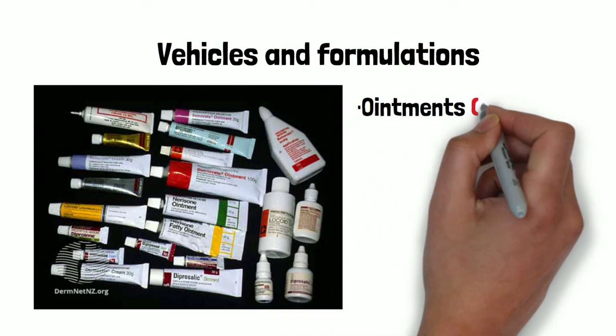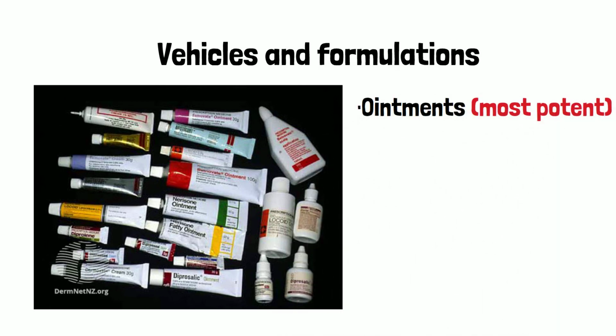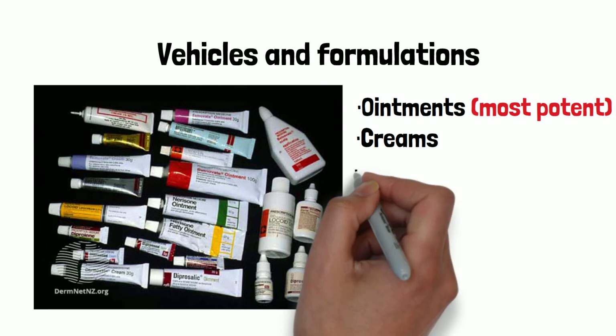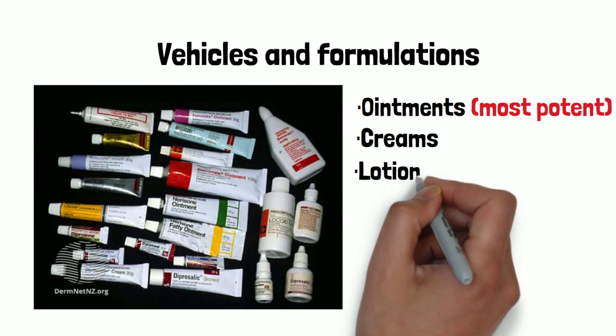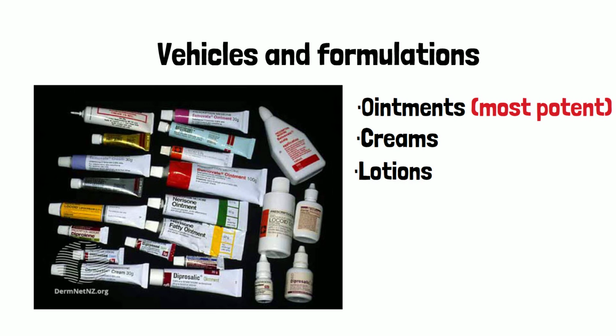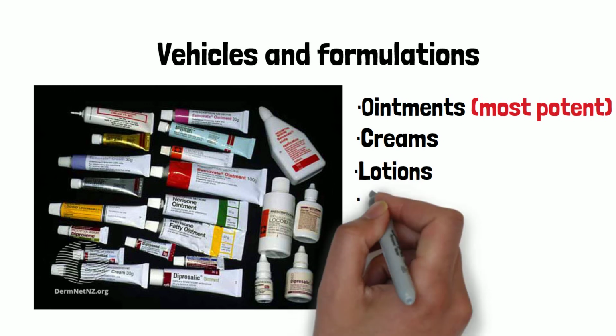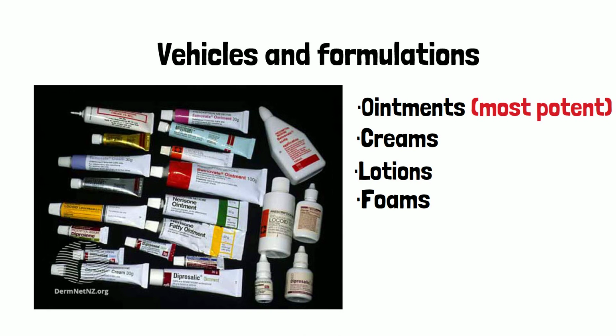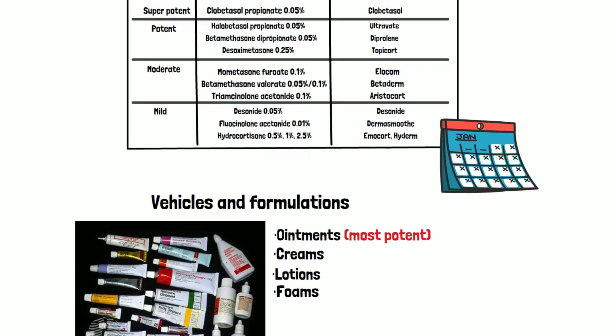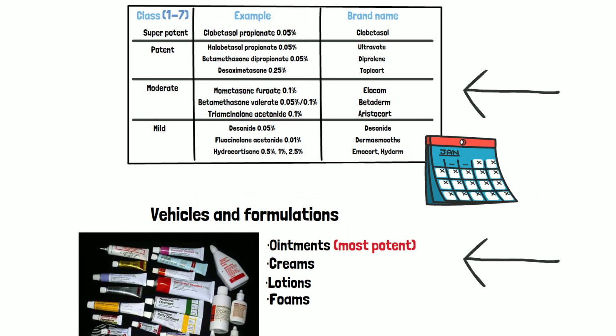Ointments are the most potent formulation due to their occlusive property. They tend to be thick, sticky, and greasy, and less cosmetically pleasing. Creams are less potent than ointments, but more potent than lotions. Lotions are useful in hairy areas or large surface areas, but they can dry out the skin. Lastly, foams are an excellent choice for hairy regions like the scalp, but they can be more expensive. Choosing the correct strength of corticosteroids with the correct formulation is the key to successfully treating dermatitis and minimizing adverse effects.